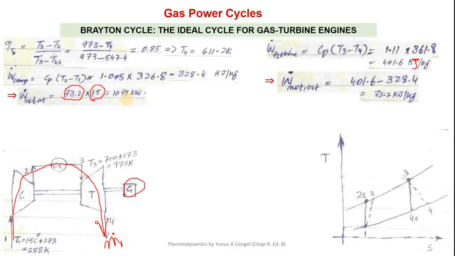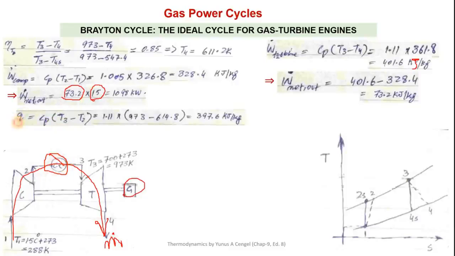Okay, so next we calculate the heat which is transferred during the heating process inside the combustion chamber, that is Cp into T3 minus T2.